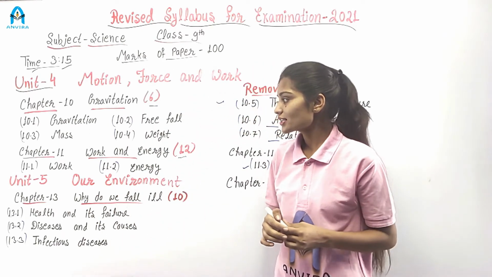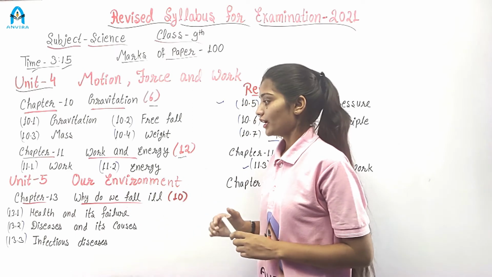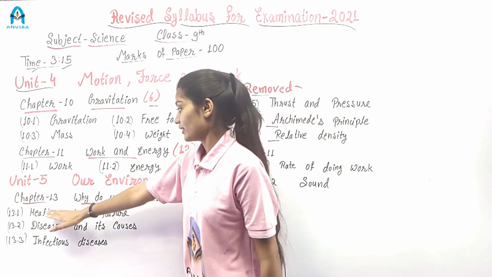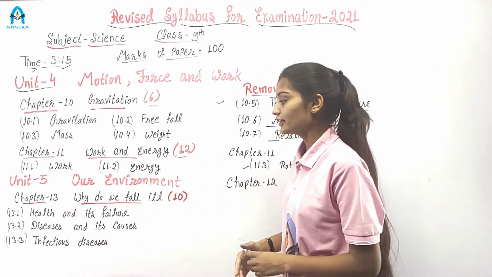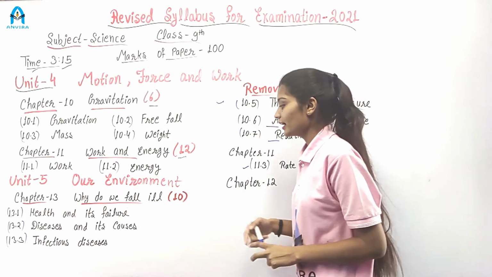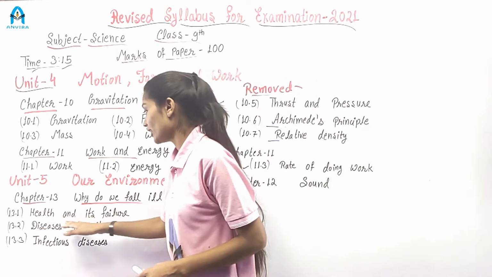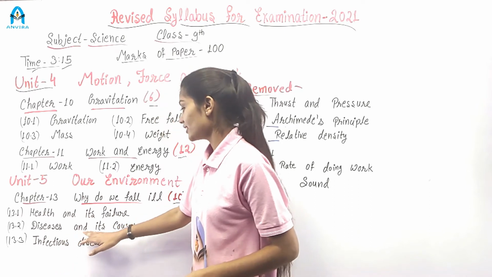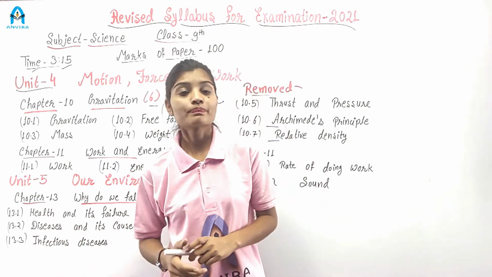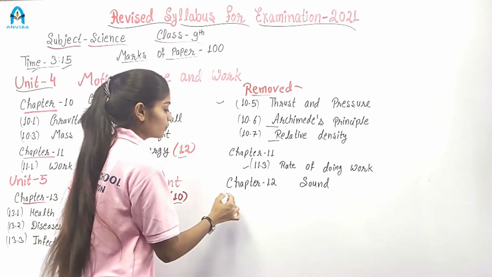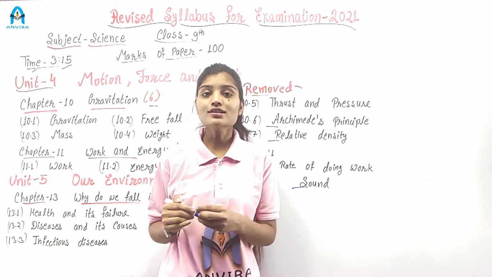Our next unit is Unit 5th, Our Environment, in which the chapter 11, which is Why Do We Fall Ill? And the total marks for this chapter is 10. And the topics are Health and its failure, Diseases and its causes, and Infectious diseases. Chapter 12, which is Sound, is entirely removed from our syllabus.